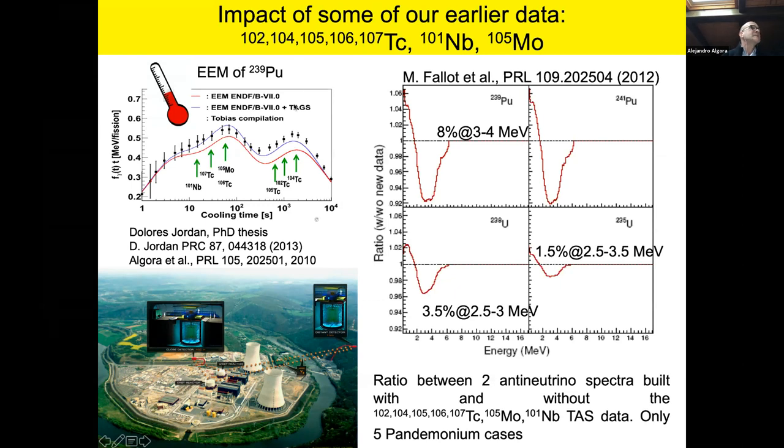This was immediately recognized by the Nantes group, led by Muriel Fallot, who implemented that data in the summation calculations that they do for antineutrino calculations. And you see here the impact of including that TAGS data, with or without, in the antineutrino summation calculation. This is a relative ratio. And you can see here that the impact of these 7 nuclides was of the order of 8% for plutonium-239. Actually, from this measurement, we realized that the 7 decays were suspected to be pandemonium, but only 5 were really suffering from the pandemonium effect, which shows you the relevance of doing these measurements.